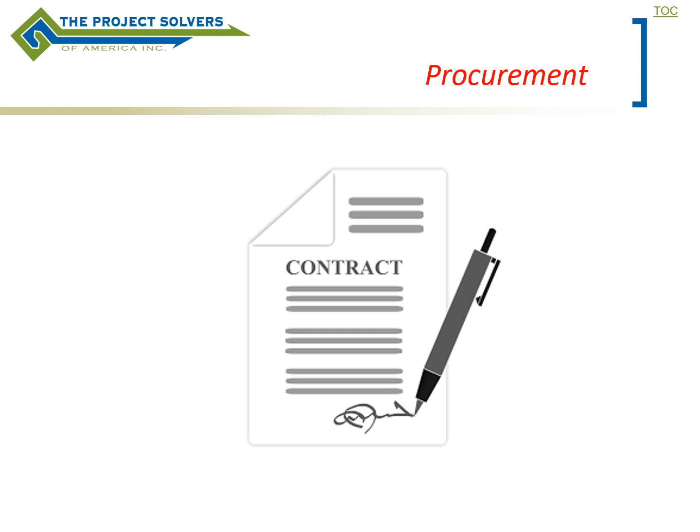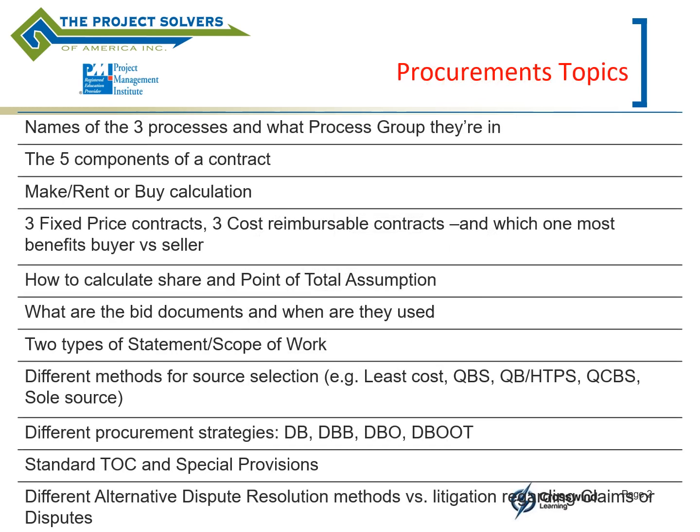So with that in mind, procurement management is going to be the topic that we are going to cover. So here are the topics that we're going to cover for procurement management. There are 3 processes, and you'll need to know the process names and which process group they're in. We will talk about the 5 components of a contract, of which all need to be present in order for the contract to be valid.